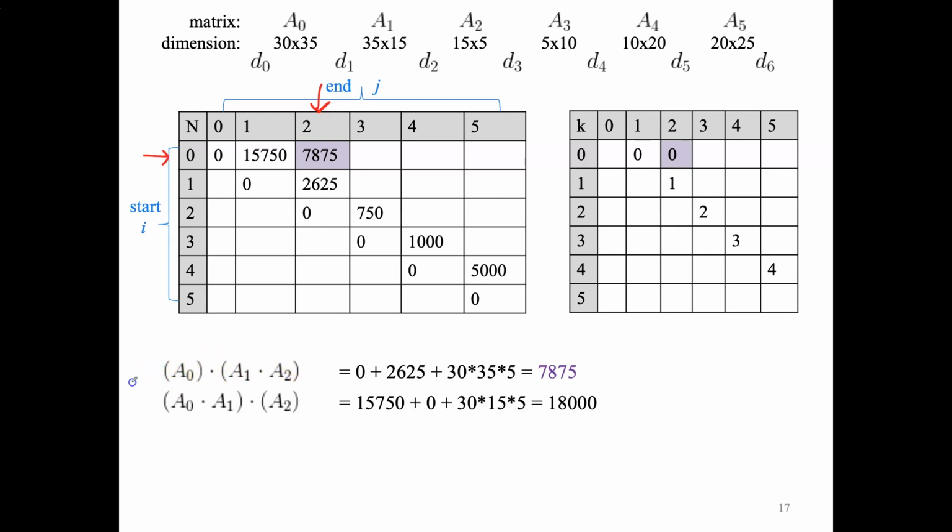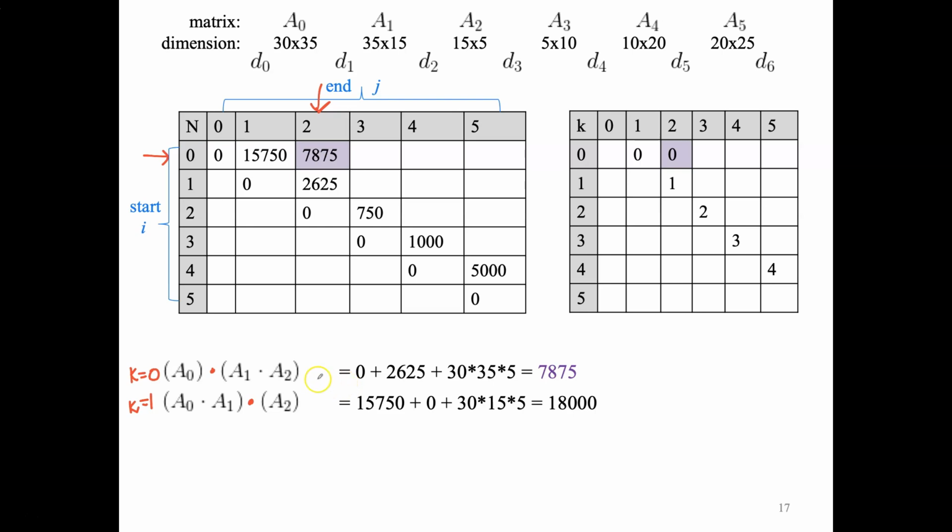In the first one, k is equal to 0. Our last multiplication occurs right after A sub 0. And here k is equal to 1. Our last multiplication occurs right after A sub 1. This is right after our right parentheses here. Now which one should we choose? It depends. So let's calculate for them both.